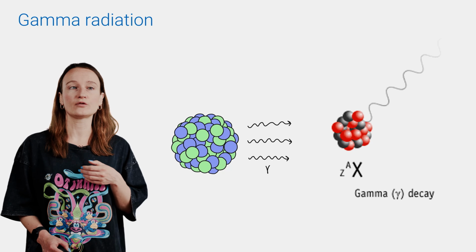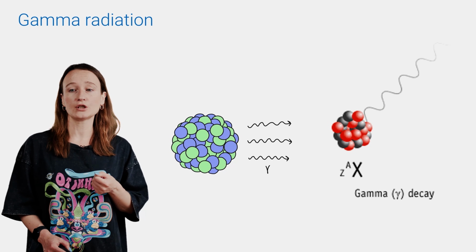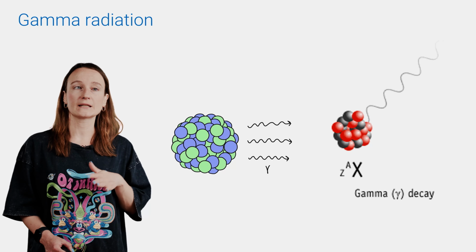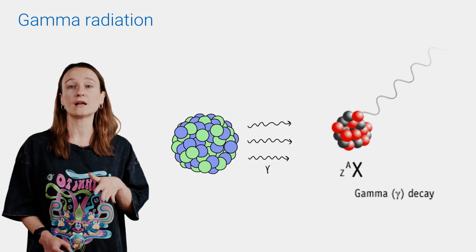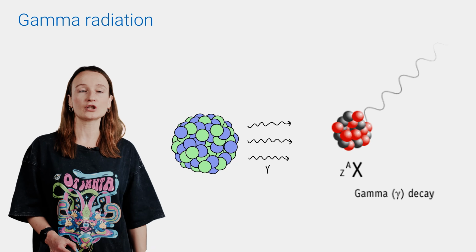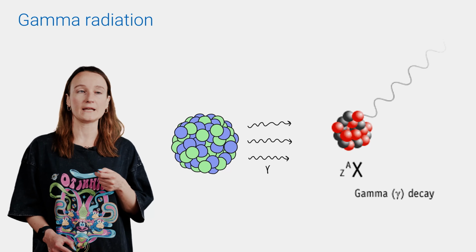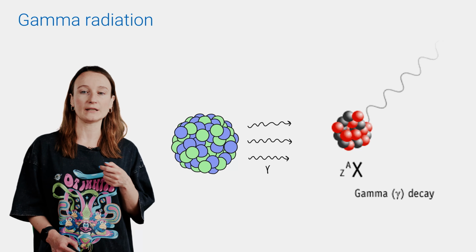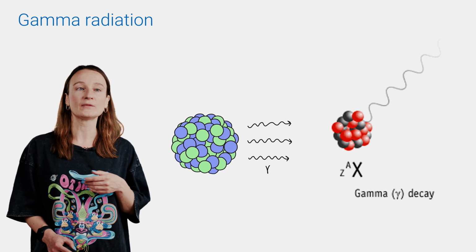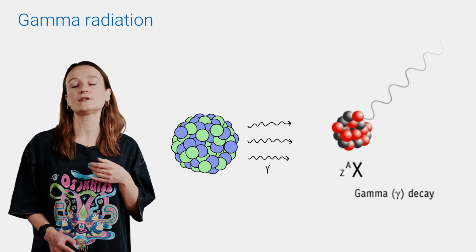In terms of properties, gamma radiation is close to X-ray radiation, but has greater speed and energy. Since gamma rays have no charge, they do not deviate in electric and magnetic fields, spreading rectilinearly and uniformly in all directions from the source.